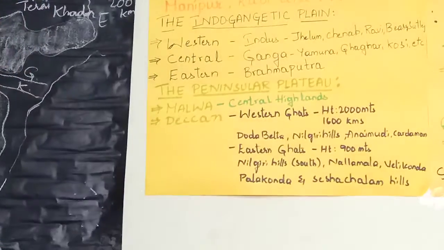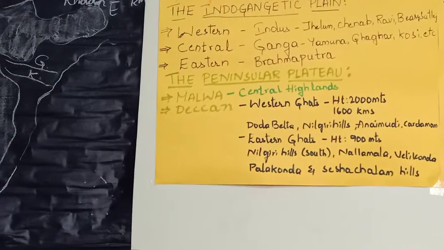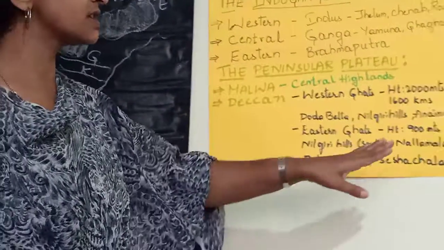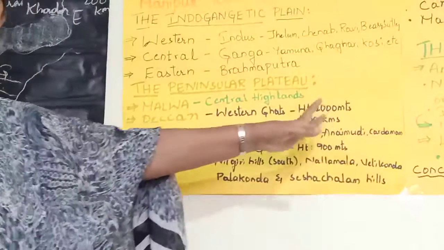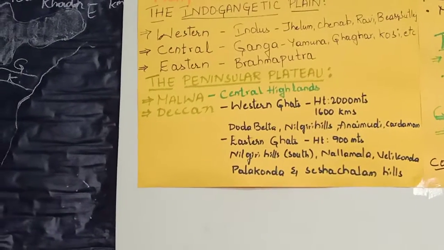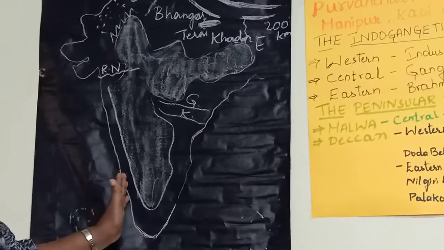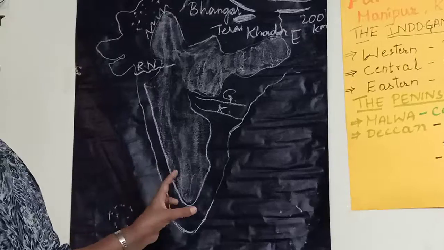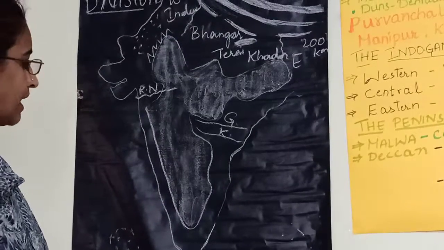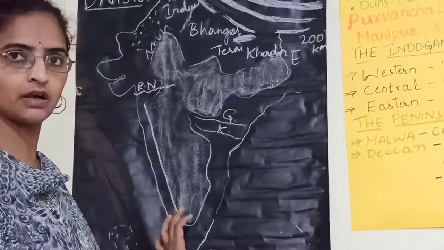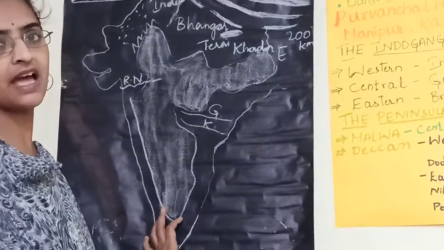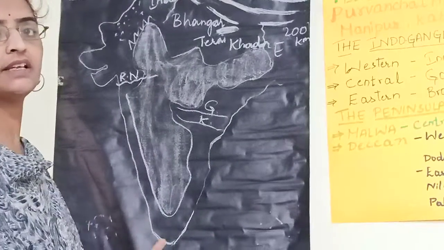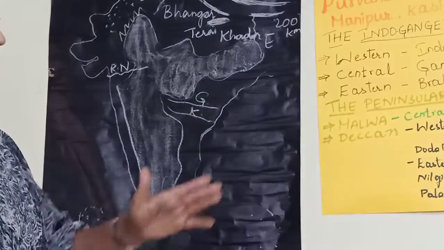Annaimudi is the highest peak in the south part of India, which is found in Kerala. Other important ranges are the Cardamom Hills, which are also found in south India. The Nilgiri Hills are found in the Karnataka region and extend to Kerala. The highest peak in the Nilgiri Hills is Dodabeta, but Annaimudi is the highest peak in South India itself. The other hills are the Cardamom Hills.